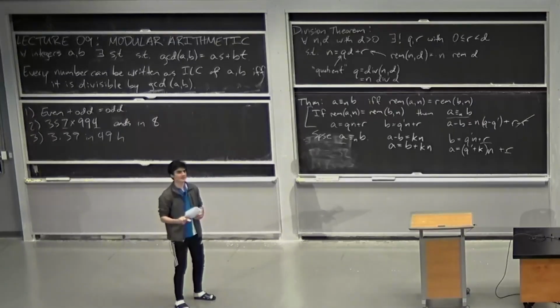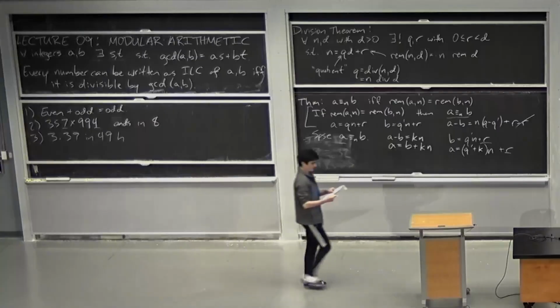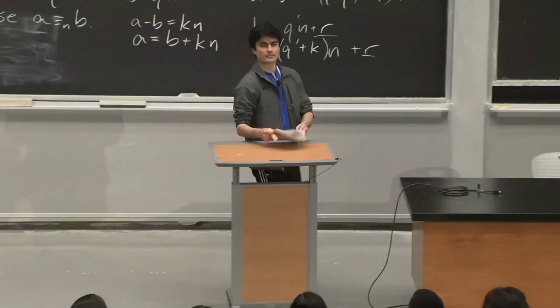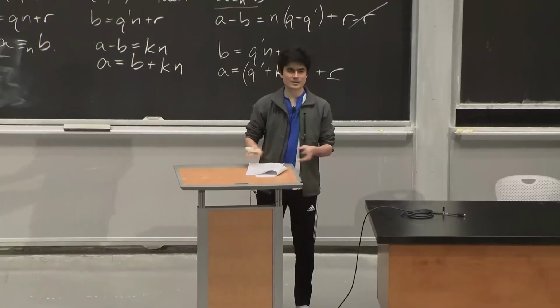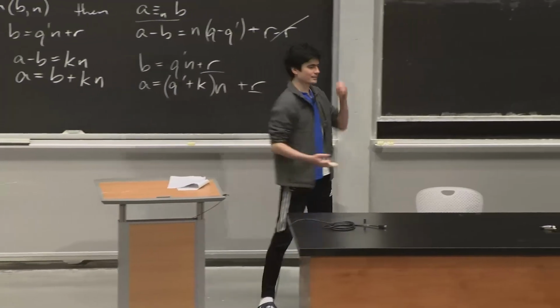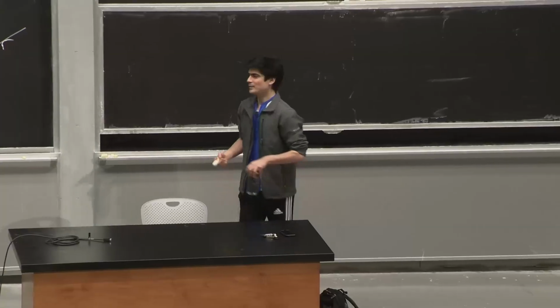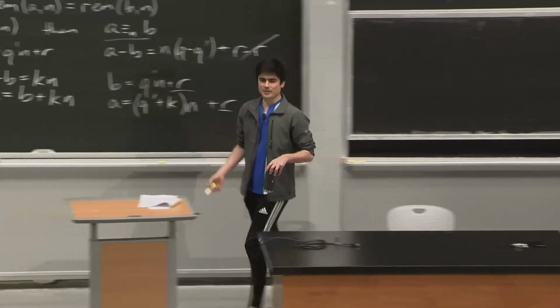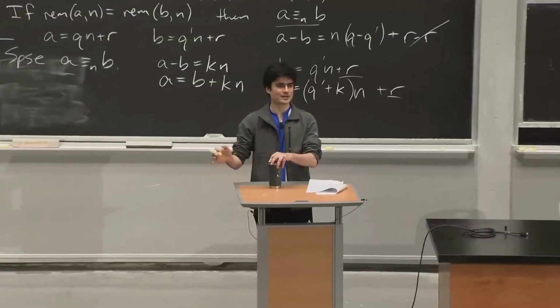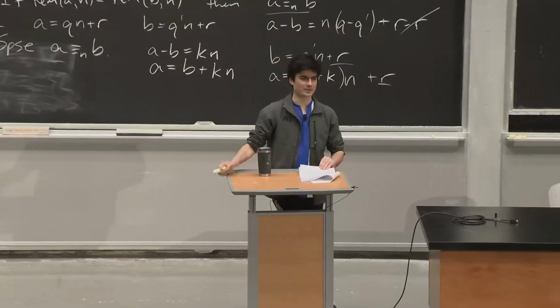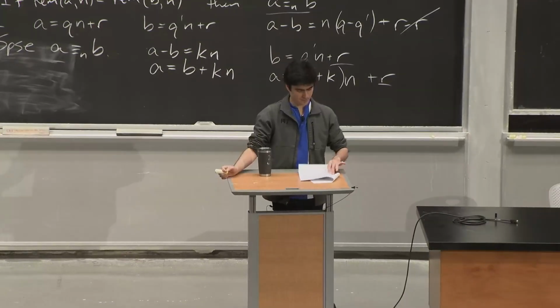Any other questions? Okay. So yeah, in some sense, we can consider the n different numbers, like 0 through n minus 1, to be the only numbers we care about when working mod n. Okay? Everything else is going to be equivalent to one of those. It's going to be equivalent to its remainder. Okay?